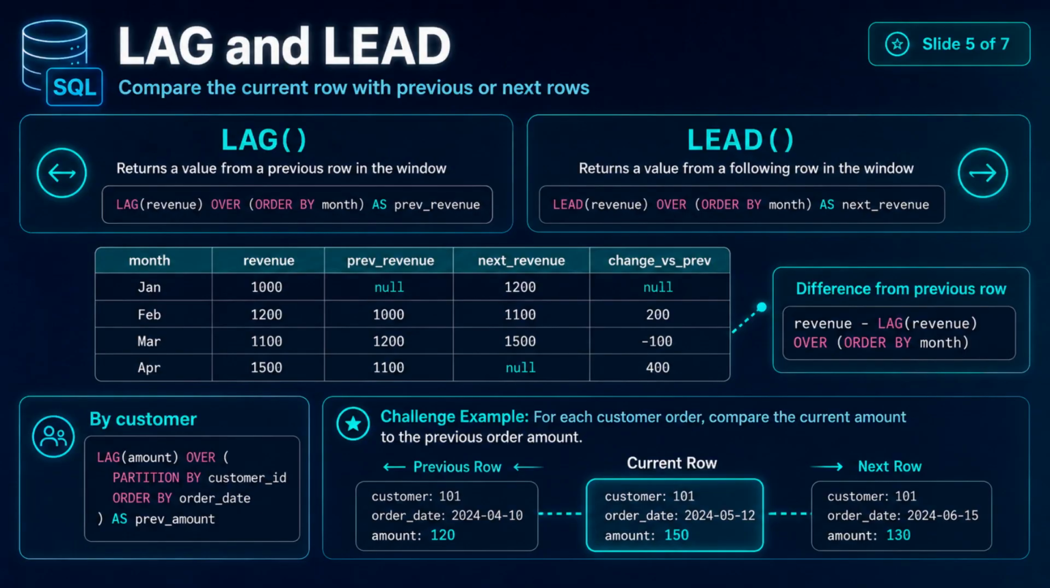Now let us understand lag and lead. These two functions help you compare the current row with another row near it. Lag looks backward.